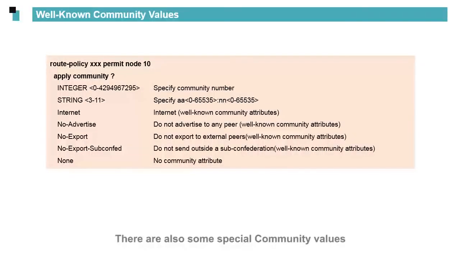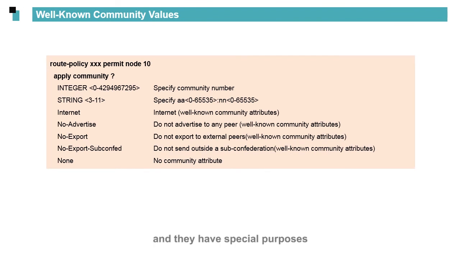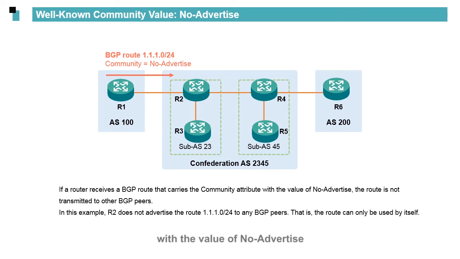There are also some special community values referred to as well-known community values, represented in a character string, and they have special purposes. Well-known community values include no advertise, no export, no export subconfed, none, and internet. By default, all routes belong to the internet community. If a router receives a BGP route that carries the community attribute with the value of no advertise, the route is not transmitted to other BGP peers.